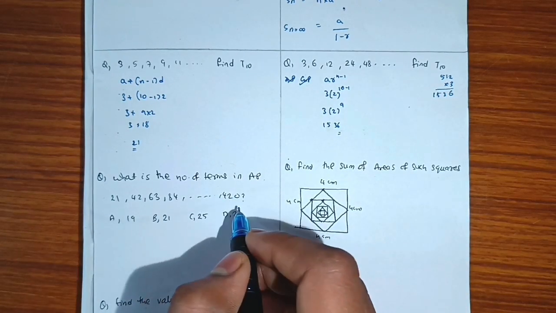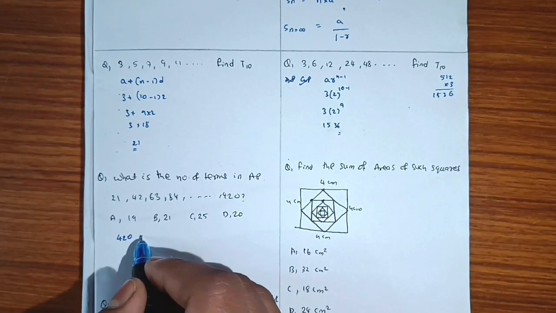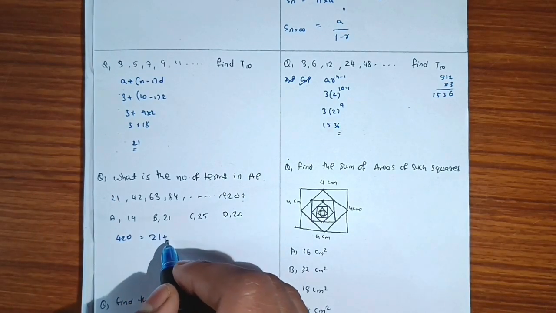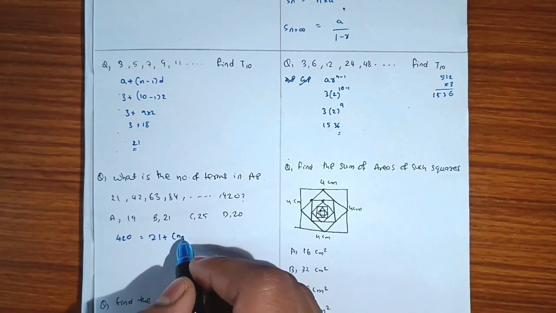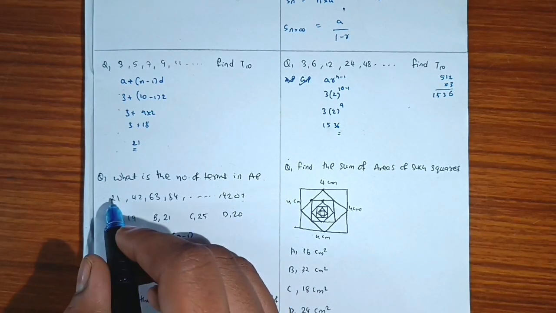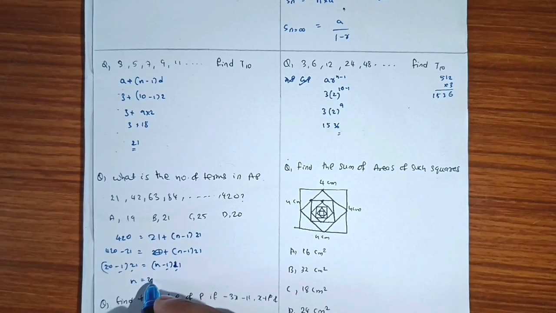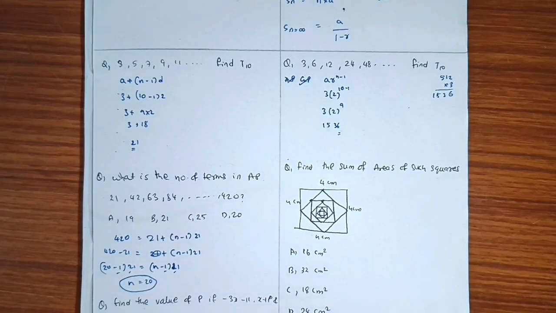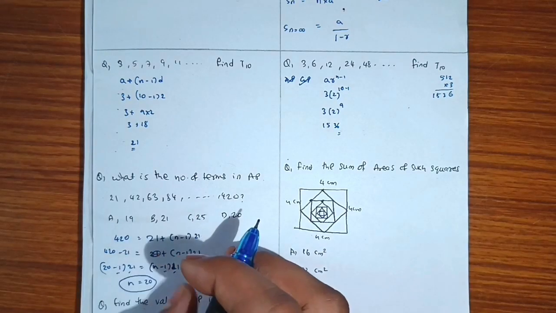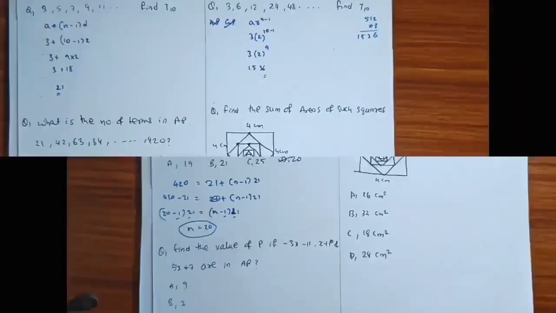So to find the number of terms, the last term is given, which is 420. Now the first term is 21. The last term is given by a plus n minus 1 into the difference. The difference is 42 minus 21, which is 21. So n is 20. n means the number of terms. So in this question the number of terms is 20, which is option D.